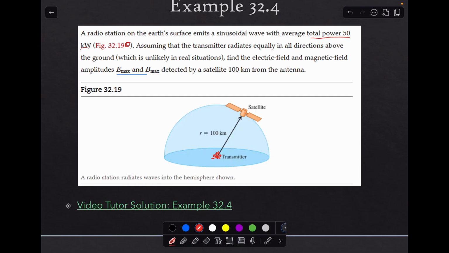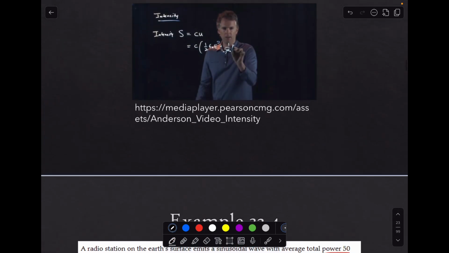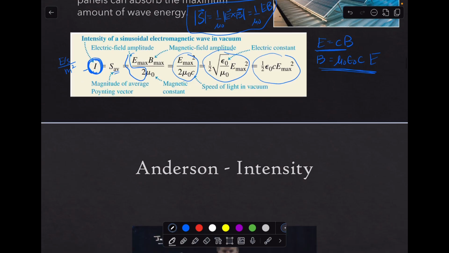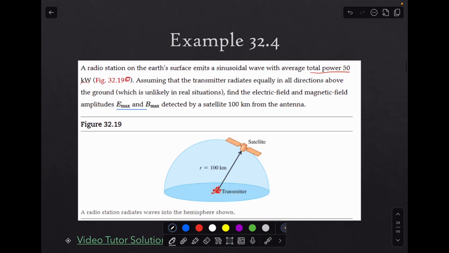So this is where we need to recall. We're obviously going to be using this equation up here: intensity equals some form of E and B. So what is the intensity? We need to figure out what the left-hand side is. Intensity is power over an area. What's the power in this case? It's 50 kilowatts. What's the area that we are concerned with?